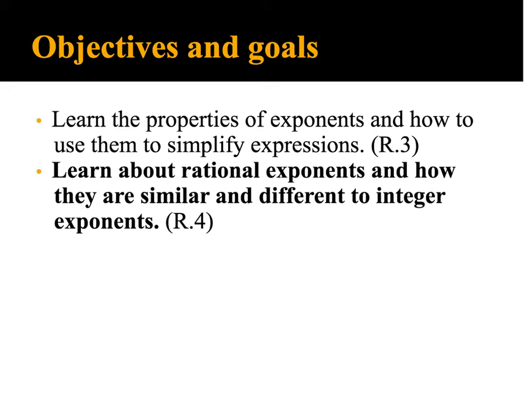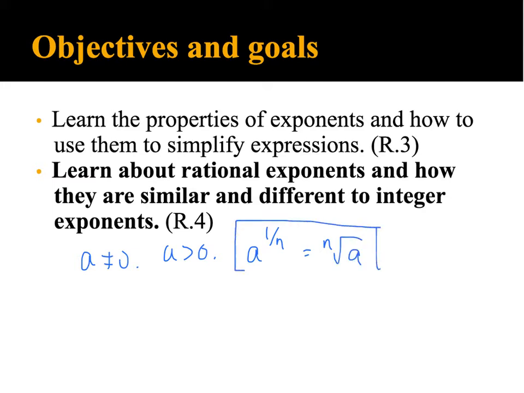If you have a number, so let's say a is a number, but it's not 0. And in fact, just to be safe, let's make it a positive number. Then this number to the 1 over n, we're going to say from now on, is the nth root of a. This is the big idea.